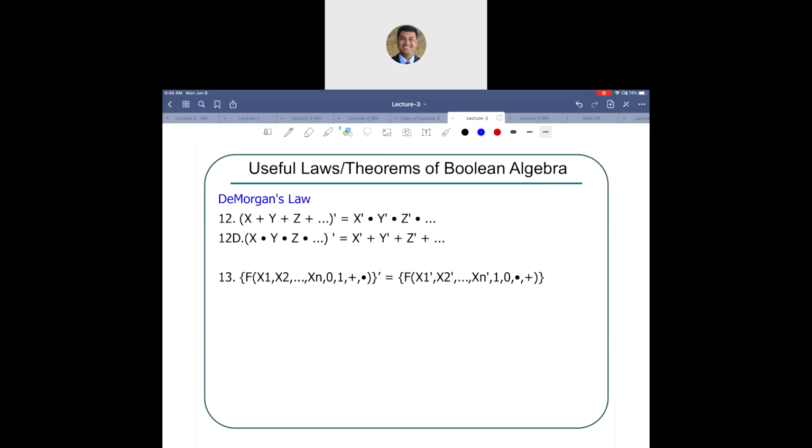De Morgan's law is about 12, 12D and in general 13. So let's talk about De Morgan's law. You start off with the left-hand side. What do you have? You have X or Y or Z, or a bunch of input variables. If you OR all of them and then you complement the result of ORing, it is the same as individually complementing the variables and ANDing them later on. So I will capture 12 in a sketch here.